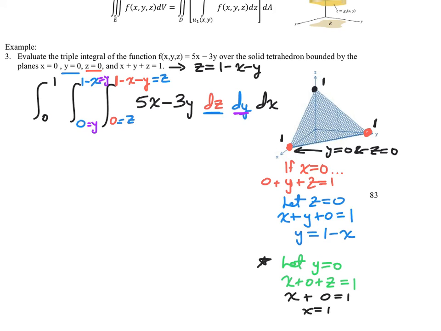And you would get, and I'll just clean up the integral a little bit, 0 to 1, 0 to 1 minus x, and then 0 to 1 minus x minus y of 5x minus 3y dz, dy, dx. All right.